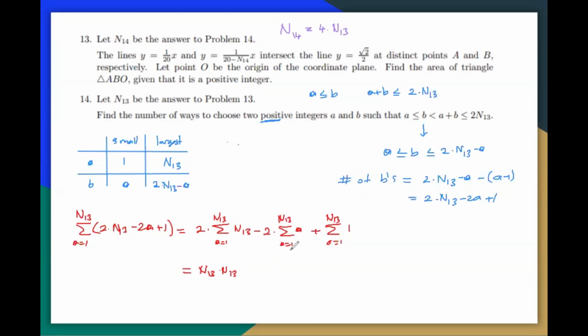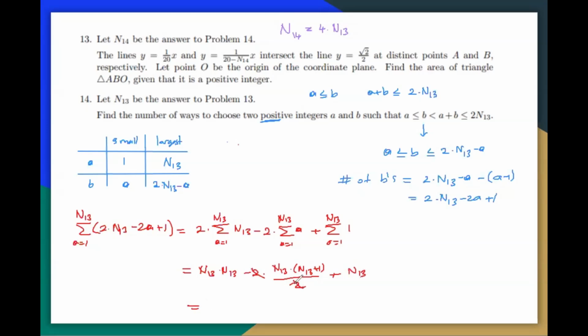And for this one, when you plug in A as 1, the value will be 1. If A is 2, that's 2, then 3, 3. If A is n of 13, you get n of 13. So you're adding 1 through n of 13, which is just the Gauss sum for the first n of 13 numbers. So I'll say this is equal to negative 2 times n of 13 times n of 13 plus 1, all divided by 2. And for the last one, you always get 1, so this many times, so that should be n of 13.